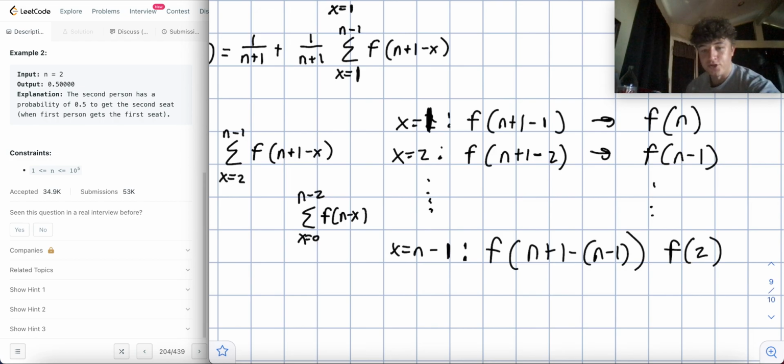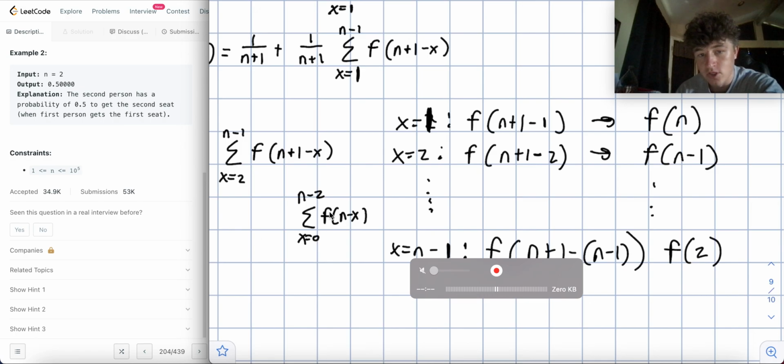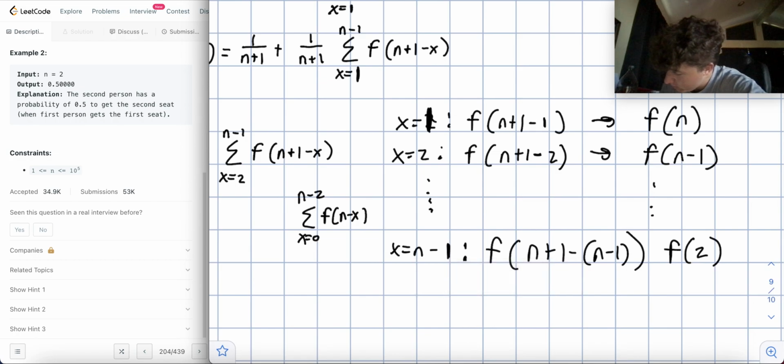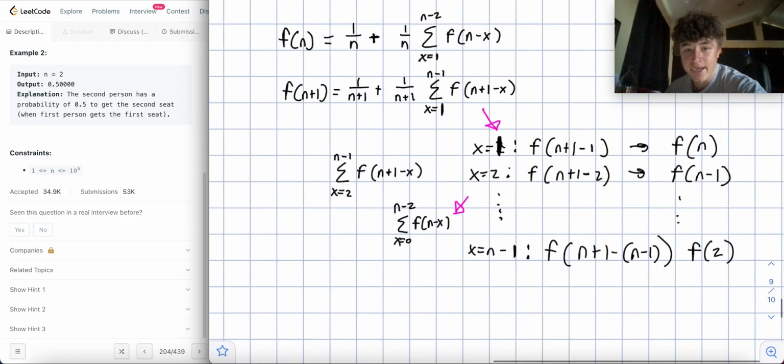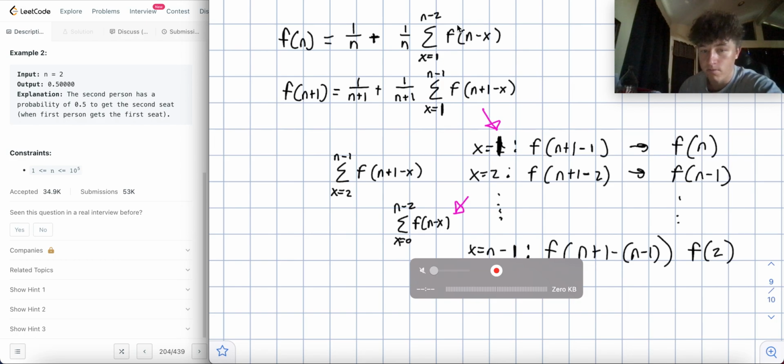Right? Because if you did this summation, I found this relationship here by looking at this, right? So if I look at this one, I say, okay, when x is 0, we get n minus 0, that's f of n. X is 1, we get n minus 1. X is n minus 2, we get f of 2. So basically, using this summation, I found this thing on the right, and then I said, okay, well, that's equivalent to this on the left. And the reason why I'm doing that is I'm trying to make it look more like this one here, right?